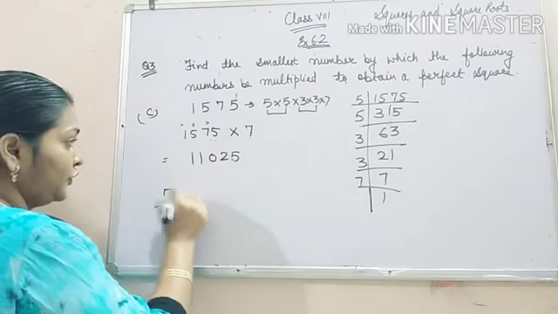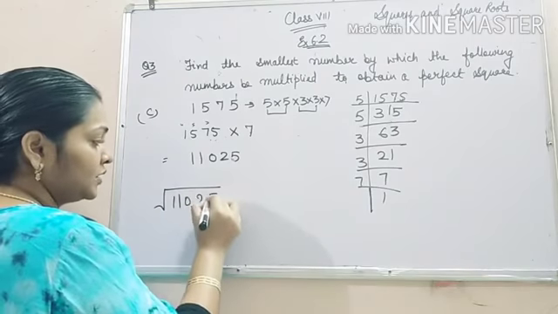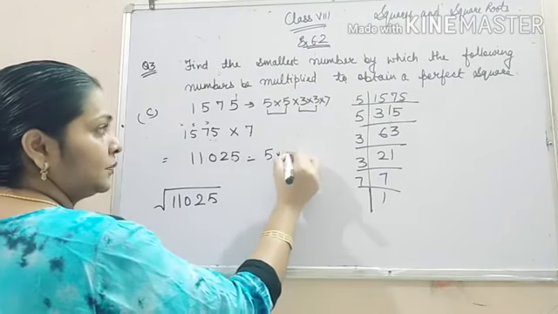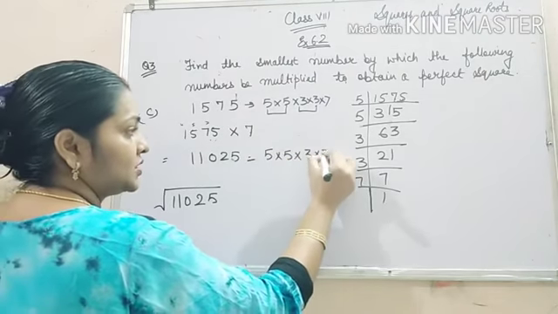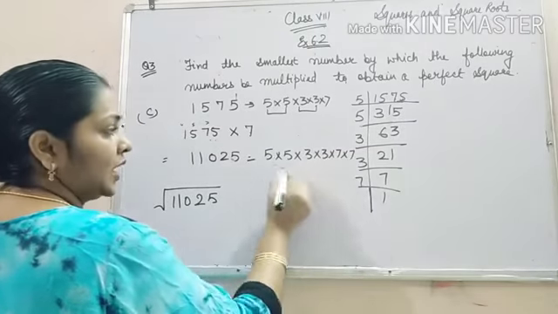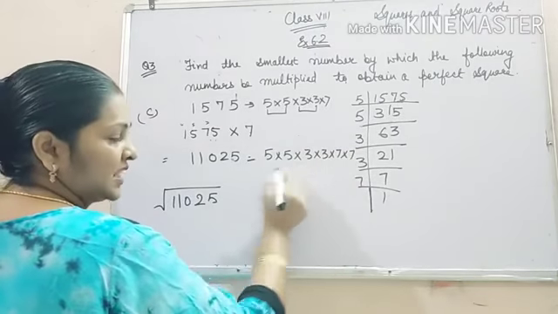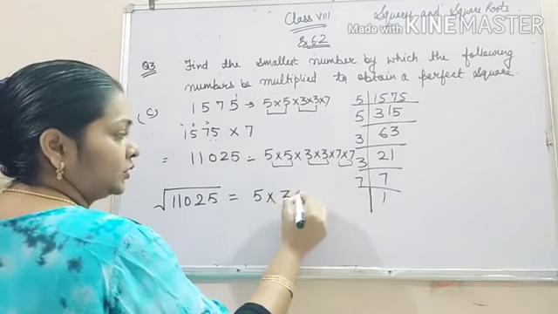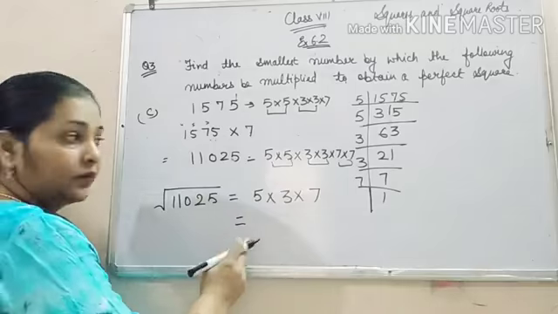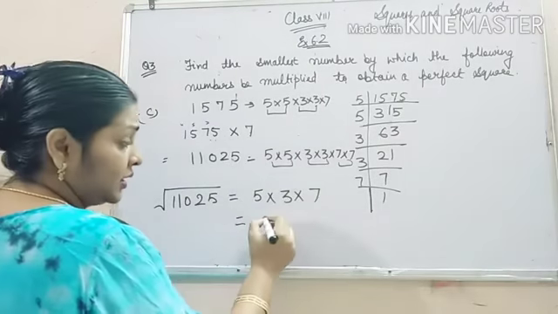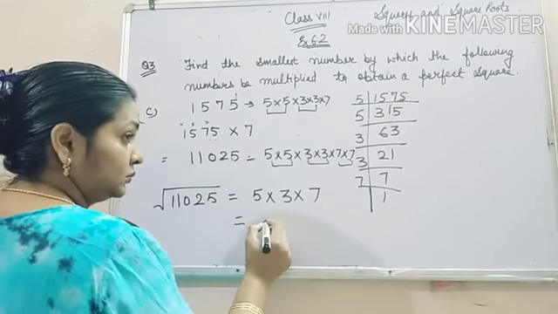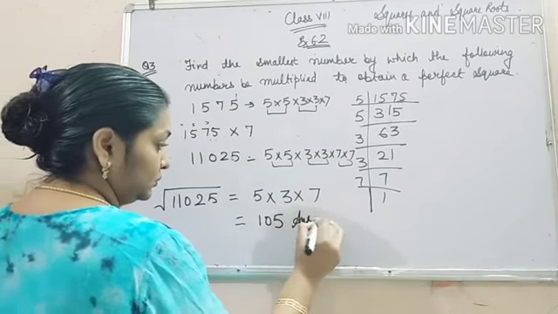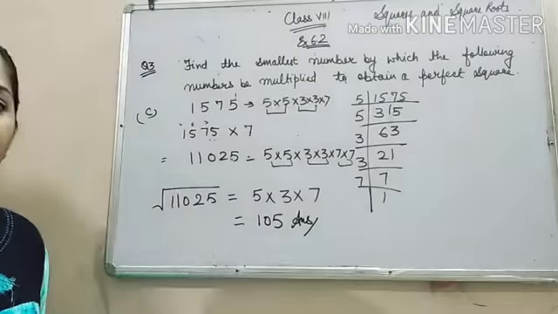11025. Now if you want to find the square root of 11025, just write the prime factors of this number, which is equal to 5 into 3 into 7 pairs. So the square root will be 5 into 3 into 7. 15 sevens is equal to 105. 105 is your answer.